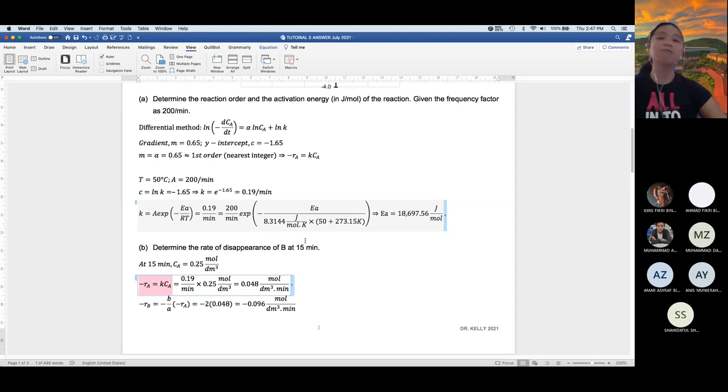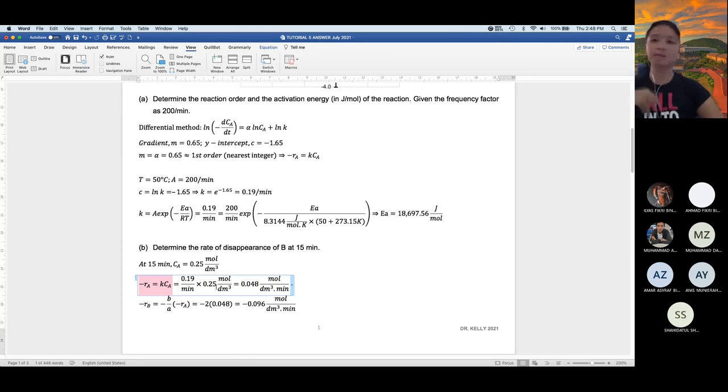They want to find the rate at 15 minutes. Okay, so that means the concentration of A must be at the 15th minute. They want to know the rate of disappearance of B and also of A, minus RA, at the 15th minute. So the CA in the rate law must be at minute 15. And the K you calculated earlier in part A can be used because you don't change the temperature. There is no change in temperature, so the value of K will be the same. It means no matter how long the reaction takes place, as long as you don't change the temperature, the value of K will always be the same. That's why the K I will use is 0.19.